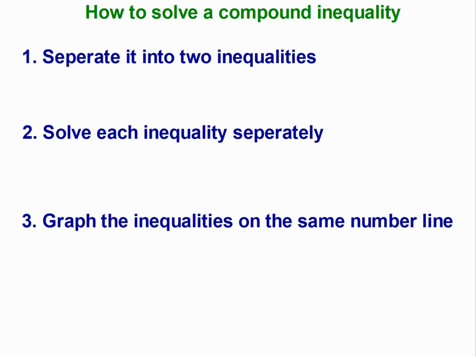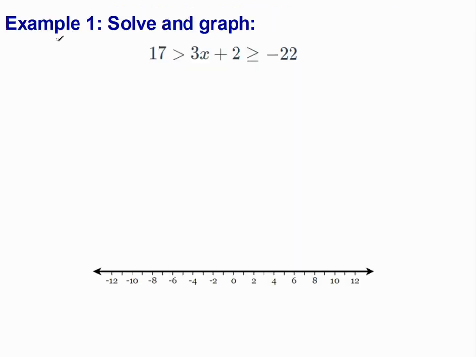If I'm going to do, for example, number 1 here, it says to solve and graph, and I've got 17 is greater than 3x plus 2 is greater than negative 22. So this is an and inequality, because only and inequalities can be written as this one inequality together. So my first step is going to be to separate it out into two separate inequalities.